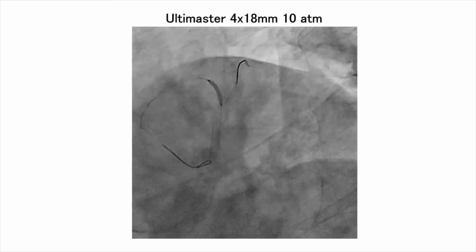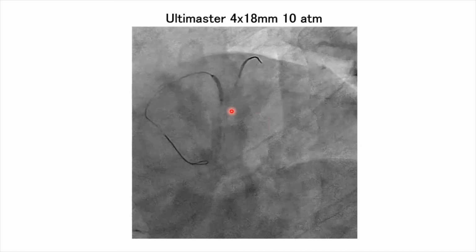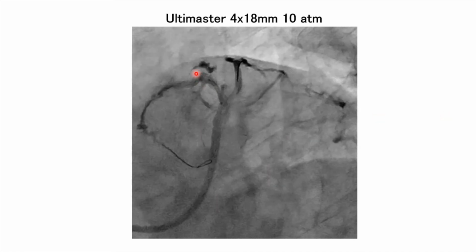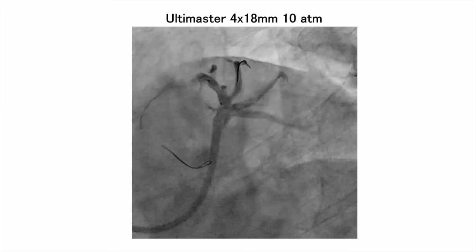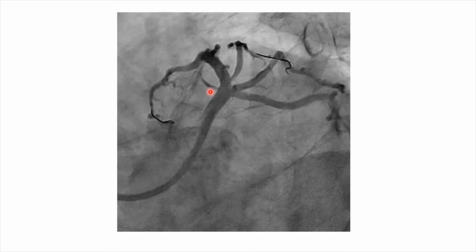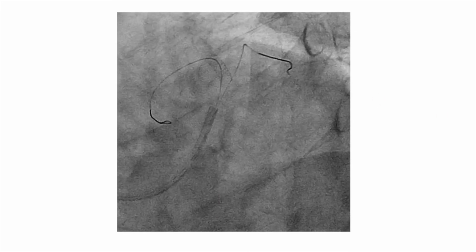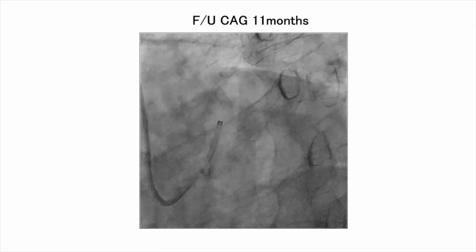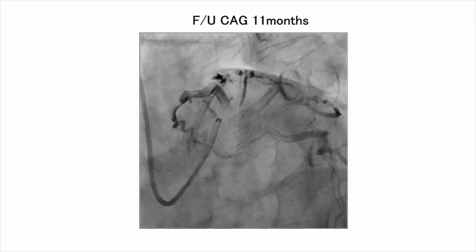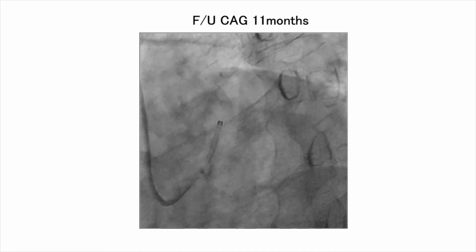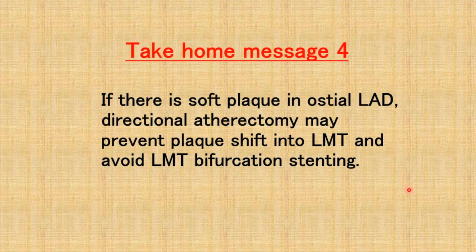Then we implanted an Ultimaster 4.0 by 18 from the orifice of the LAD to the distal LAD. Final angiogram shows a beautiful result. And the follow-up angiogram shows no stenosis. If there is soft plaque in the ostial LAD, directional atherectomy may prevent plaque shift into the LMT and avoid LMT bifurcation stenting.